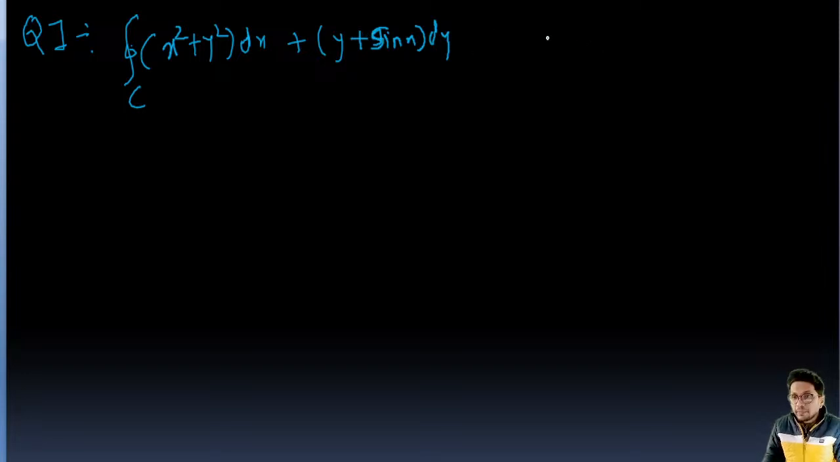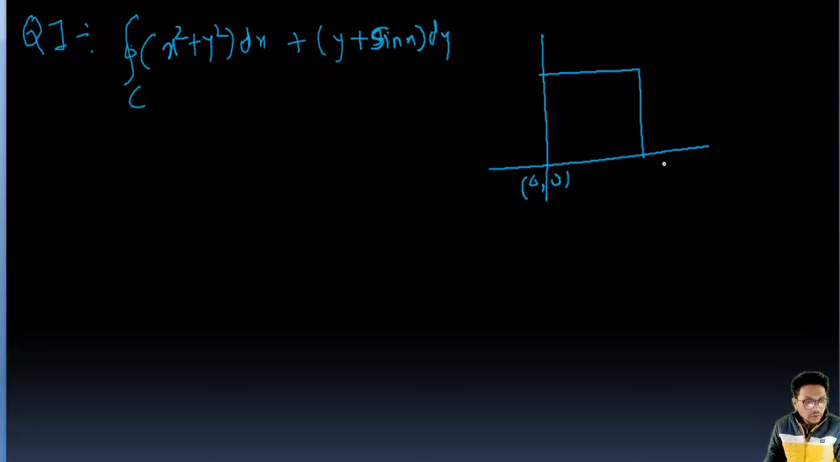And we have been given the curve, that is a rectangular curve. This is the origin 0 comma 0, and this is pi comma 0, and this is pi comma 1, and this is 0 comma 1. This is the y axis, this is the x axis, and we need to find the integral of this expression.